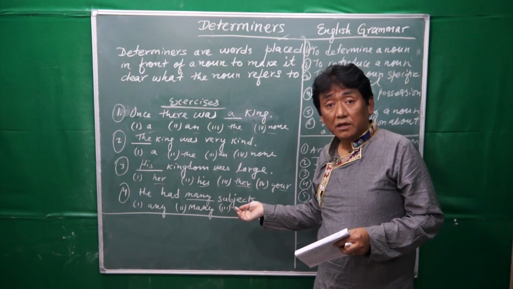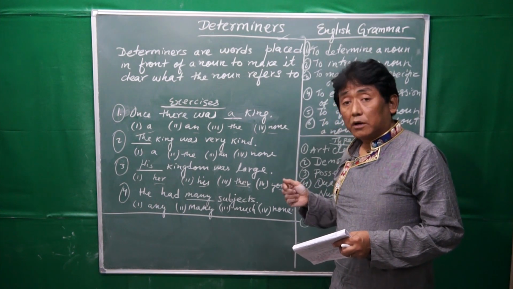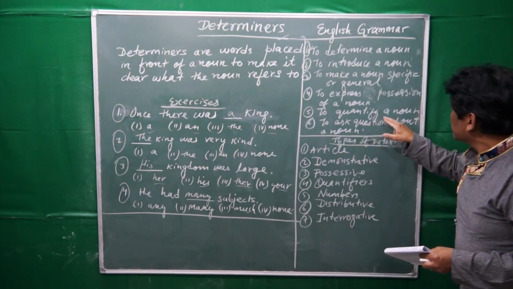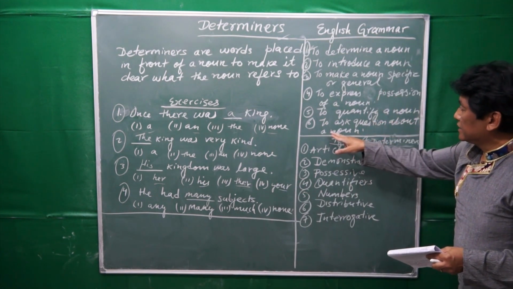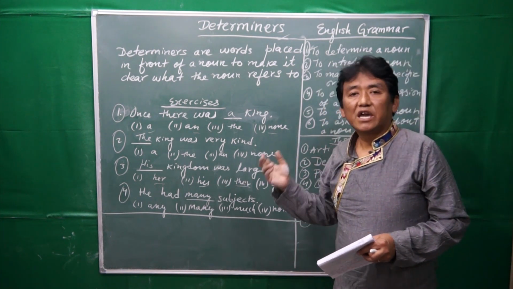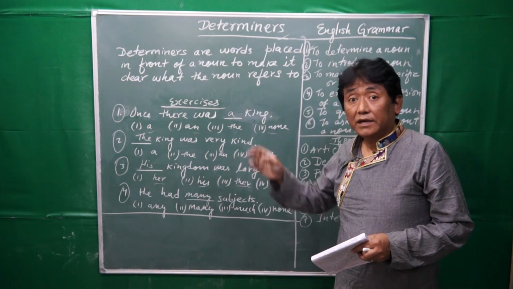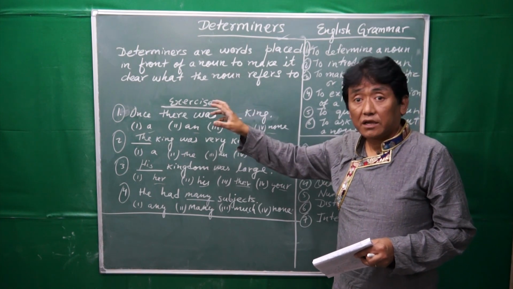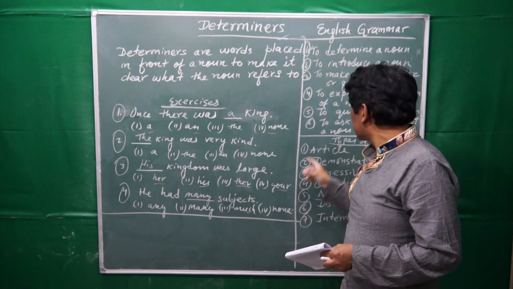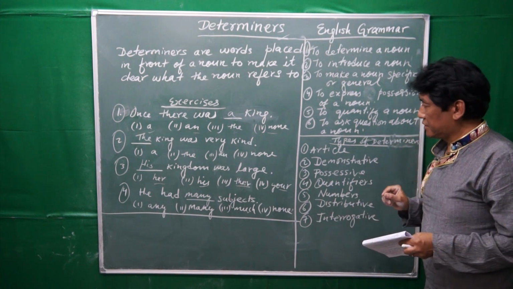And then we have quantity also. How many subjects? Many. When we are talking about a countable noun, many. When we talk about uncountable, then we say much. Okay, that is what this point is. And the last one is to ask questions about a noun. Which king? That is a question, right? Which king? We are asking about that noun king. So, you'll understand all this much more when we discuss the types of determiners.